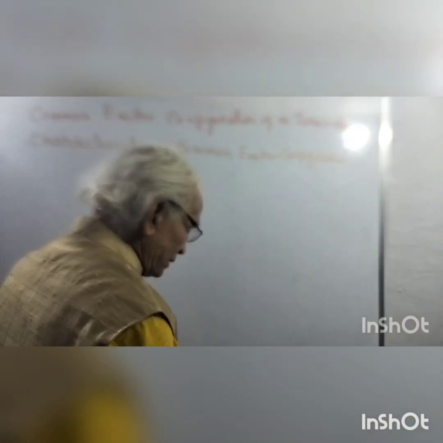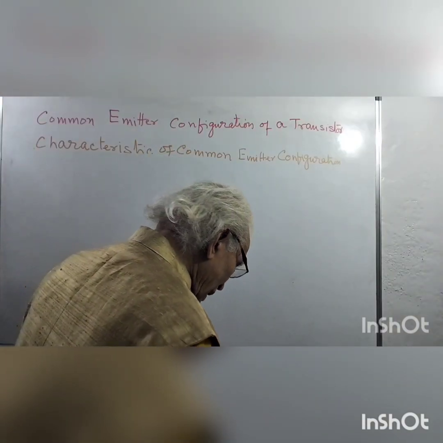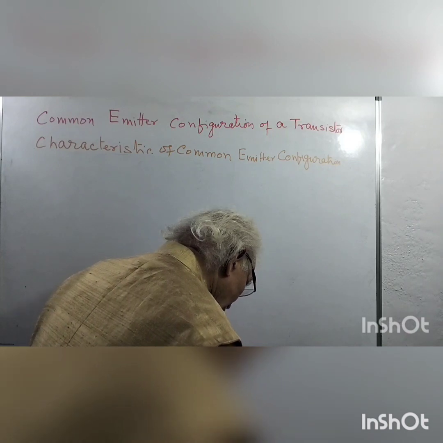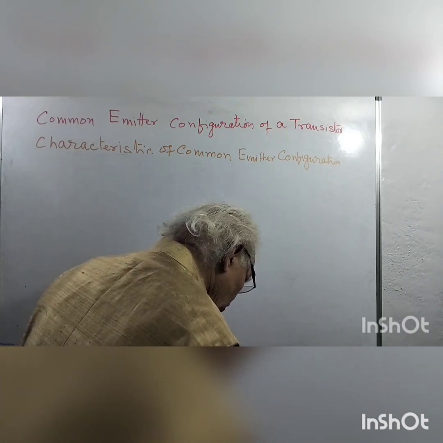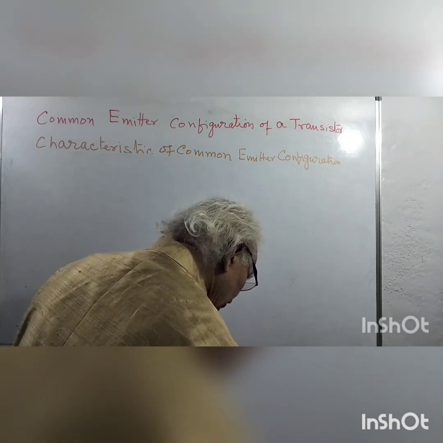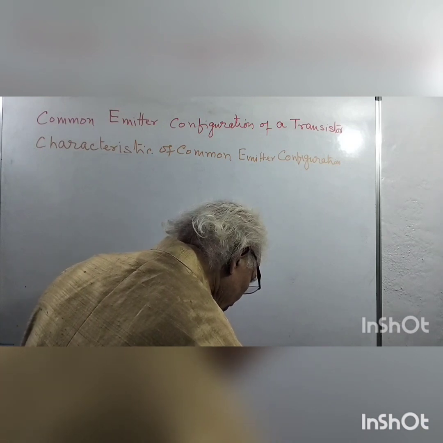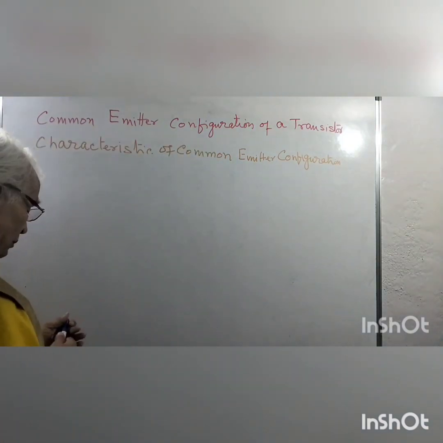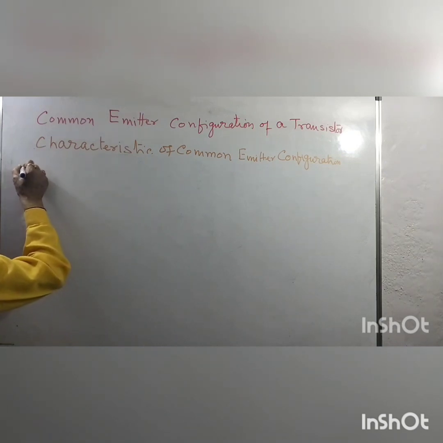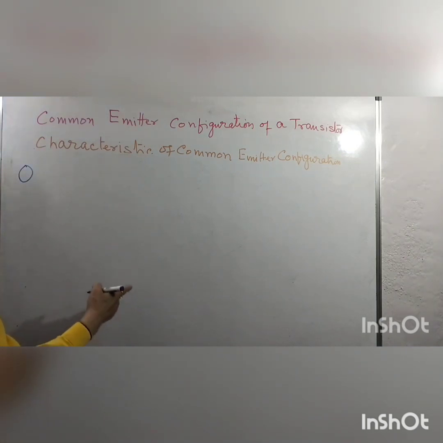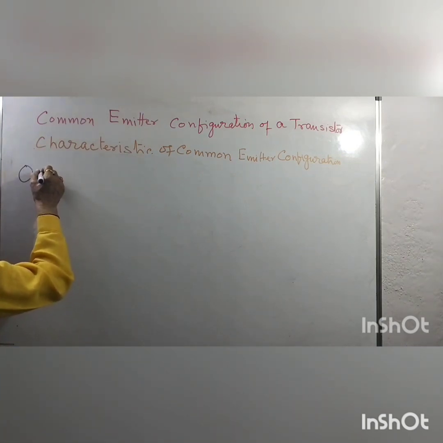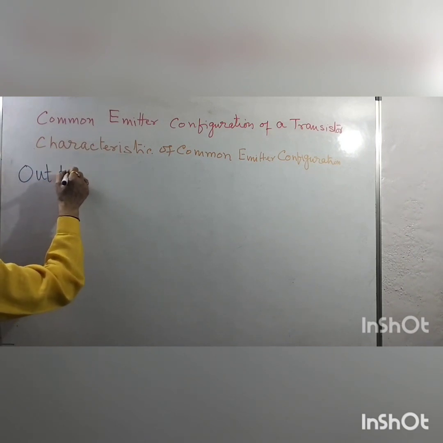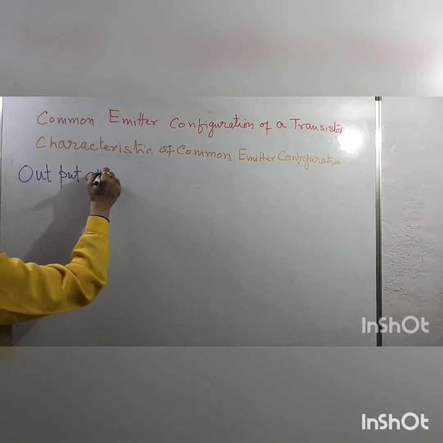Now this input resistance is measured. Well, you can have output characteristics also, meaning the characteristic between collector current and VCE. So we have the input characteristic where we measure Ri, and then we have the output characteristics.